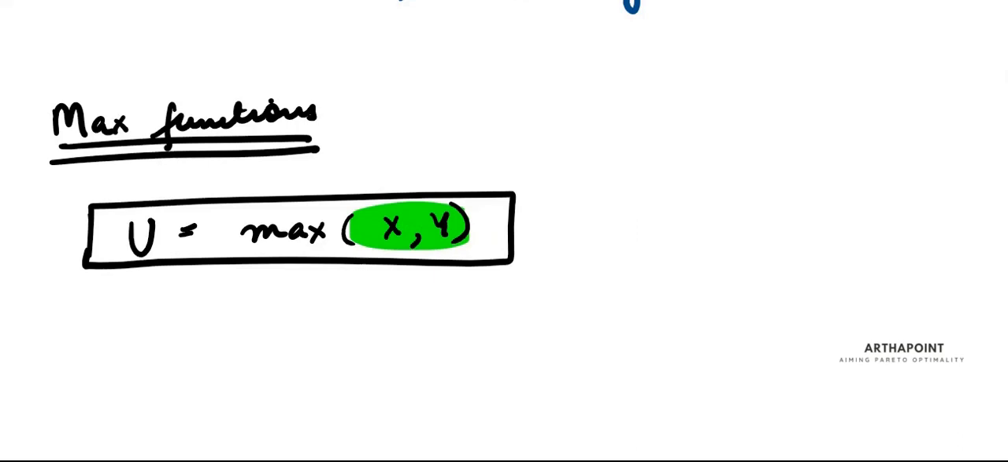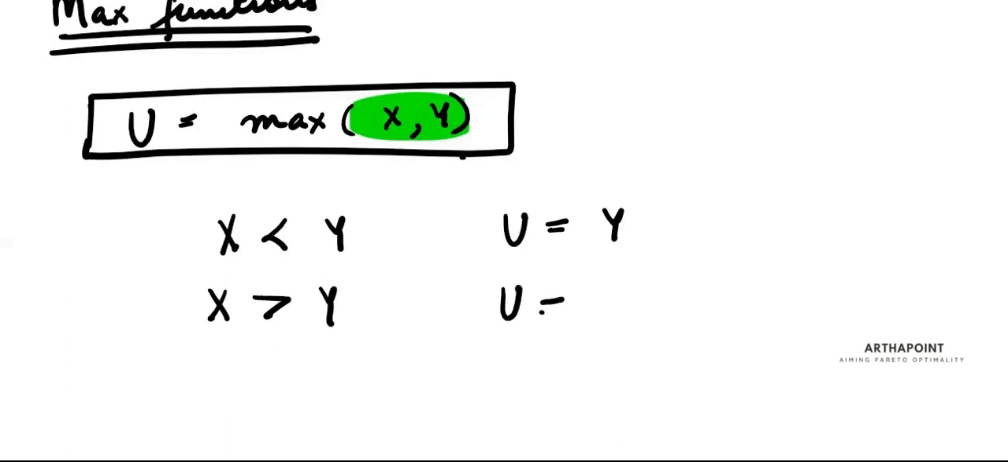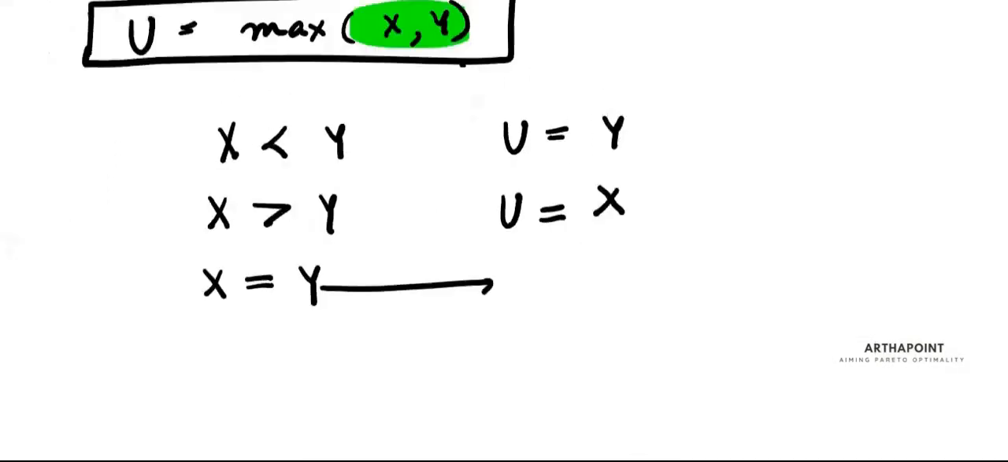So how do we write these max functions? Now, to solve this, I'm again going to take three cases. I can have X less than Y. When X is less than Y, max of X and Y will be Y. So my utility will be simply Y. I can have X greater than Y. So my utility will be max of X, Y, which is simply X. I can have X equal to Y, in which case I just get my point of kink.